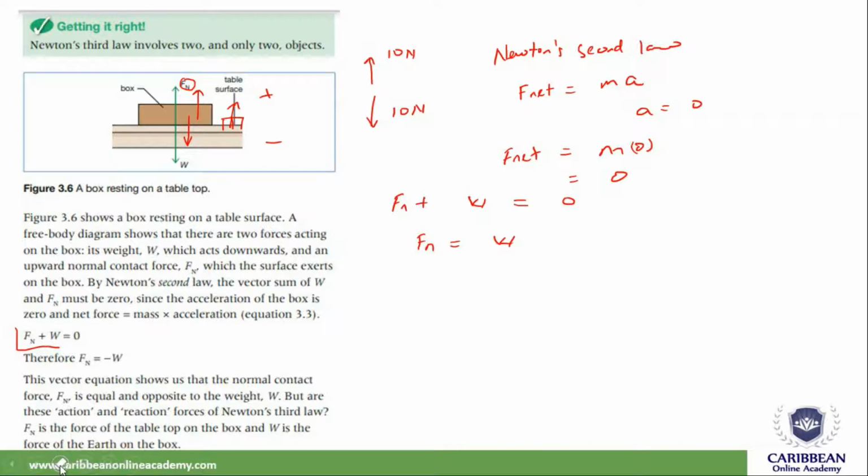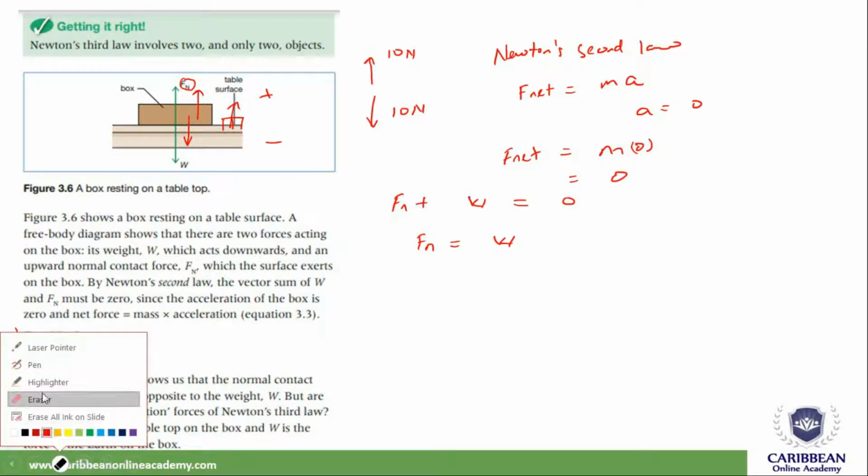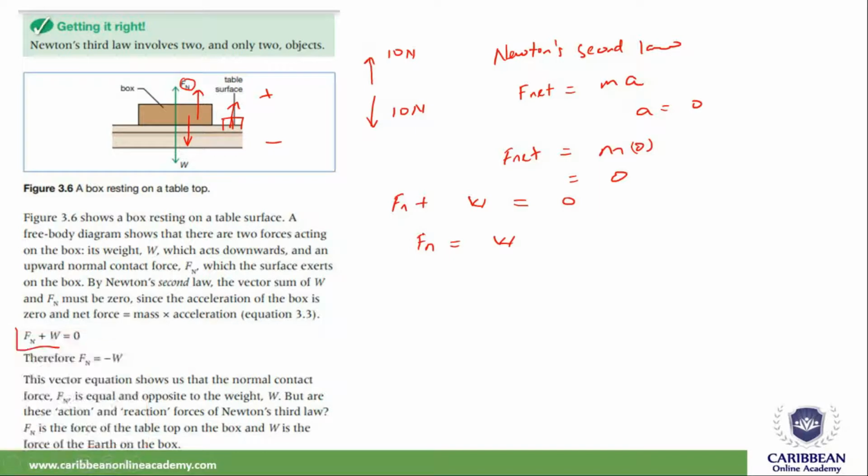And by way of transposition, right, we get Fn is equal to negative W. Now the negative is just to tell us the direction of the weight, right? And we know that the weight is going down. All right. So that just balances out what Newton's third law is really saying. It is saying that both forces are equal, but they are opposite. If they are opposite, it means that one is going positive, one is going negative.